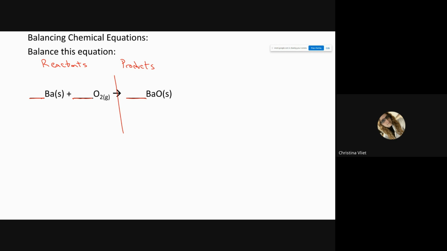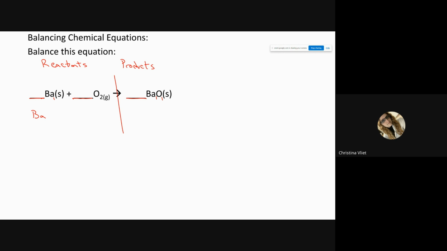So, taking a look at this, just to go through a strategy. One strategy you can use is to count how many you have. So how are you going to count how many of each element you have? On the reactant side, how many barium atoms do you have right now? How do you figure that out? What's the number in front of barium? If there's no number there? 1. What's the number in the subscript if there's no number there? 1. Do you have to write the 1? How many bariums do you have on your reactant side right now? 1.